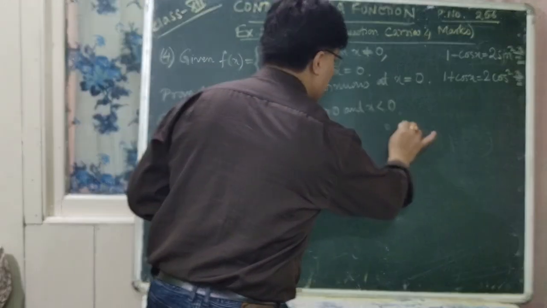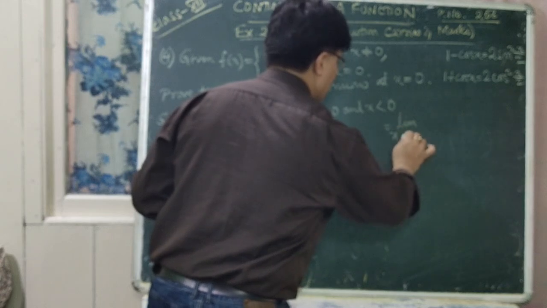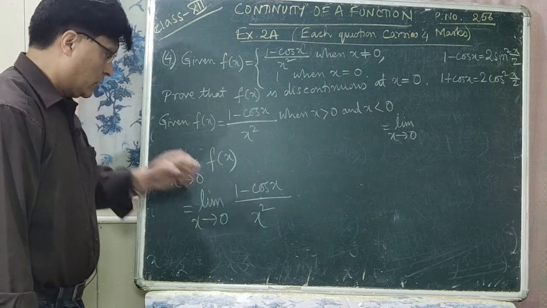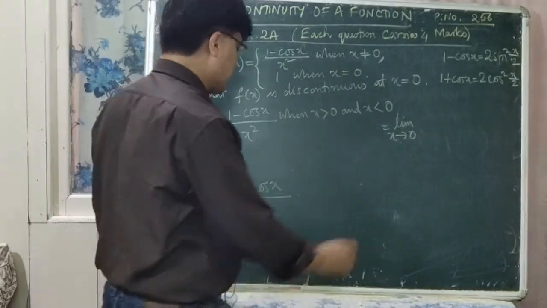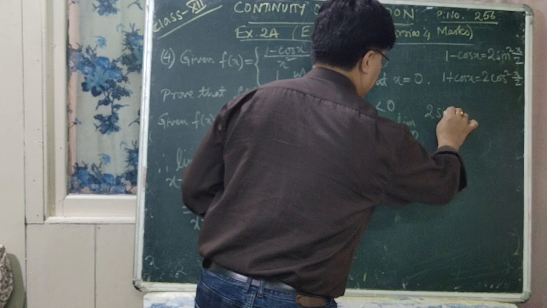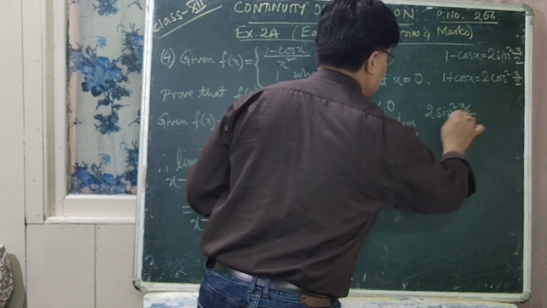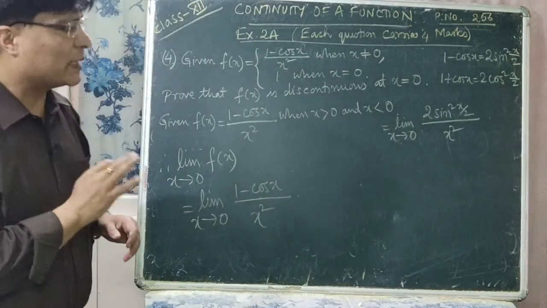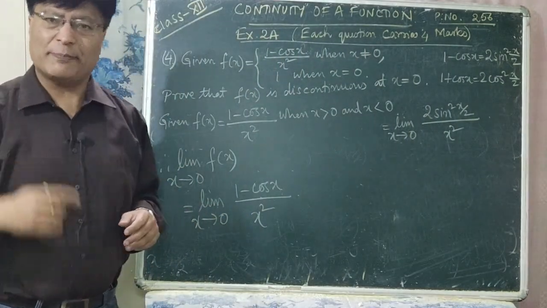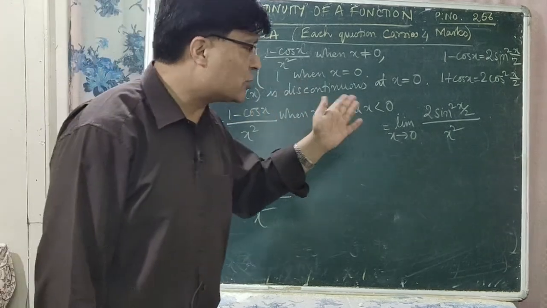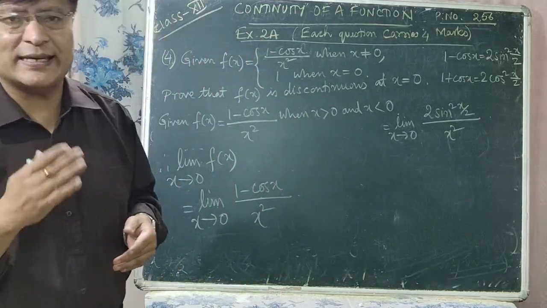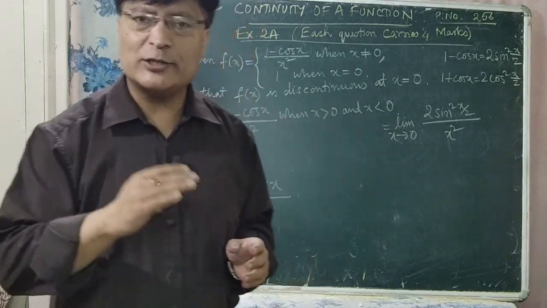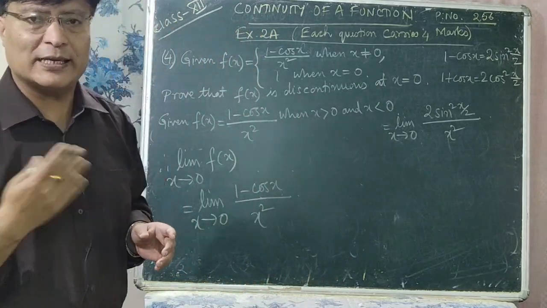So which is equal to limit x tends to 0, right? So what is the formula for 1 minus cos x? It is 2 sin square x by 2 divided by x square. Now here we use the method as we did in limits. Sin square x by 2 means you can write sin x by 2 two times. We can write sin x by 2 twice here. x square we can also write twice, that is x into x.